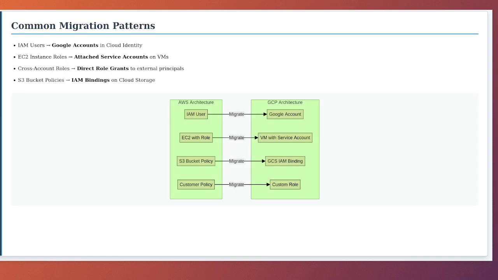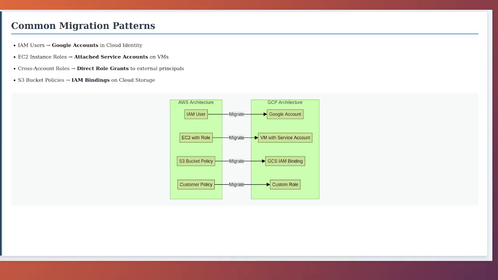Common migration patterns. When migrating workloads from AWS to GCP, you need to translate your IAM configuration. This slide covers common migration patterns that map AWS IAM constructs to their GCP equivalents.